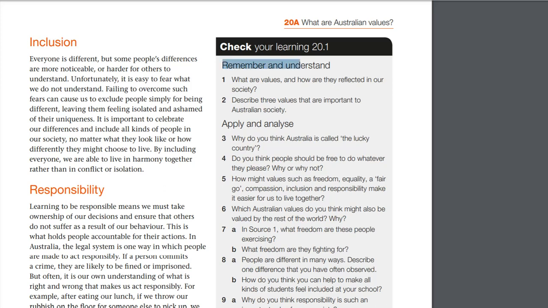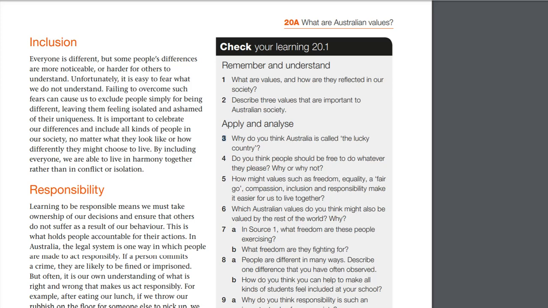So our first 2 questions are the remember and understand questions. Question 1, what are values and how are they reflected in our society? Question 2, describe 3 values that are important to Australian society. Now we're going to move on to our apply and analyse questions. Now remember, these ones are pushing you to use the information that we've learnt about in our past 3 sessions to apply them to different situations, and in order to form your own opinions, your own thoughts on this content.